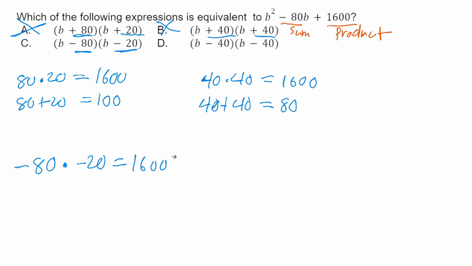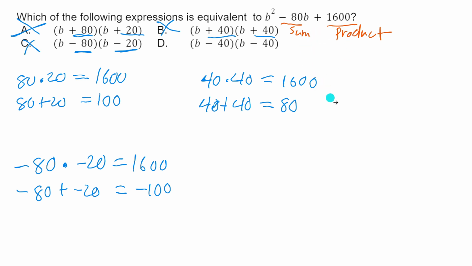Next, let's check the sum. Negative 80 plus negative 20. What's the sum? Negative 100. Is it correct? Definitely no, right? Because we're looking for a sum of, again, negative 80. So this letter C is also wrong.